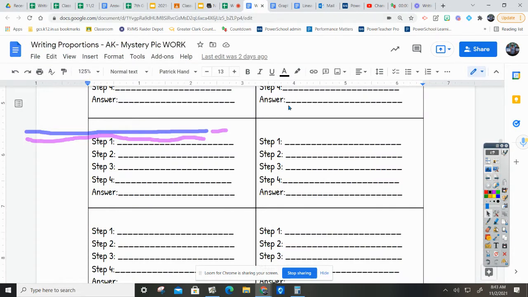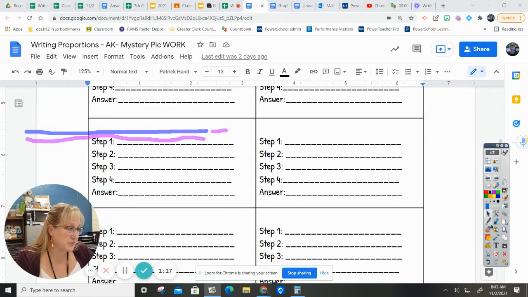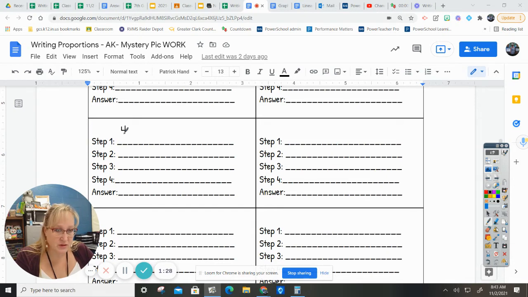So we're going to go back over here, and we're going to write our step 1. My computer has to catch up with me. Okay, 4 over 3 equals x over 12. We are going to cross multiply. 3 times x goes on one side of the equal. 4 times 12 goes on the other side of the equal.